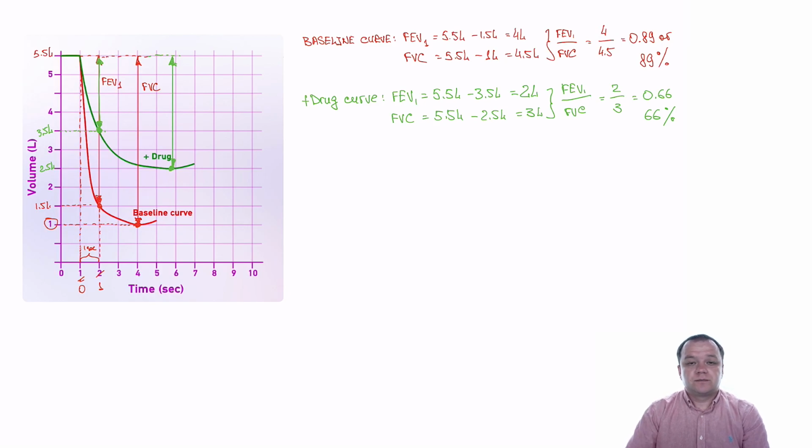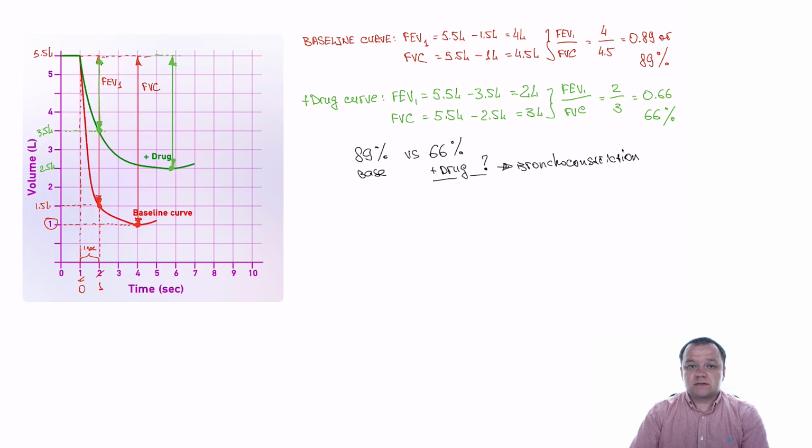So what is the conclusion? We have an FEV1 to FVC ratio of 89% with the baseline curve versus 66% after drug administration. We can conclude that the drug caused bronchoconstriction. The question is asking, stimulation of which of the following receptors is most likely responsible for the changes represented on the diagram. So, stimulation of which of the following receptors caused bronchoconstriction?